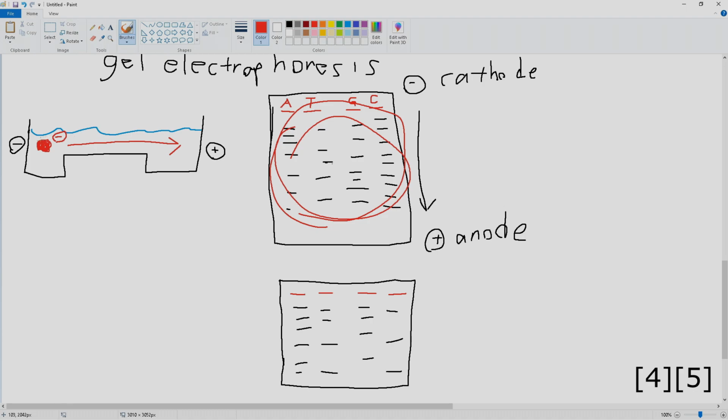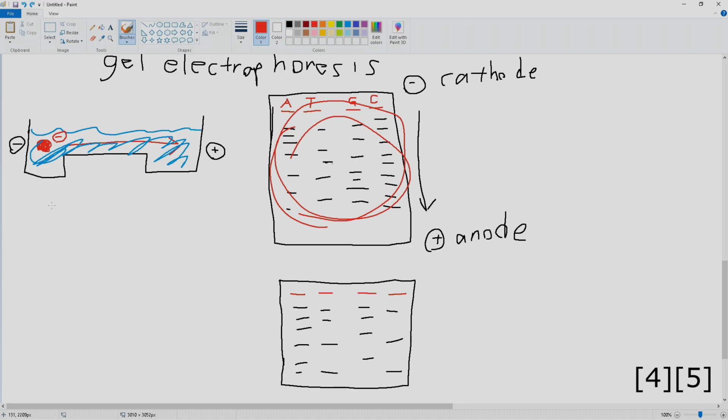Well, you might have noticed that there's this blue section here, and that is actually all buffer. So this entire thing is filled with buffer. Now, why can't we just use anything else? Well, the first thing is that the main goal of the buffer is to have some sort of floating solution so that the DNA can actually float across and move towards the anode. But also, the goal is to maintain a neutral pH.